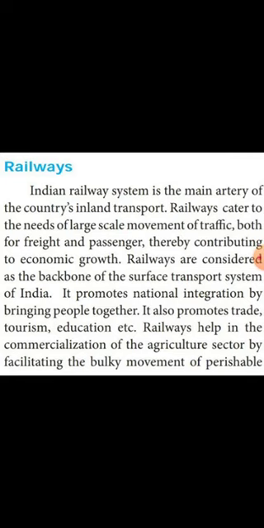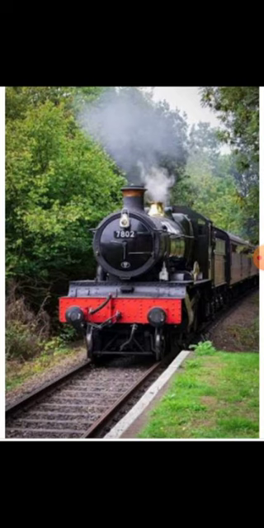Students, listen very carefully. Indian railway system is the main artery of the country's inland transport. What is meant by artery? Artery means the important routes of roads or railways. The railways also promote national integration by bringing people together. That means it brings unity among the people. It also promotes trade, tourism, education, etc.